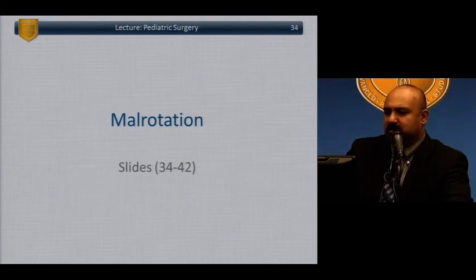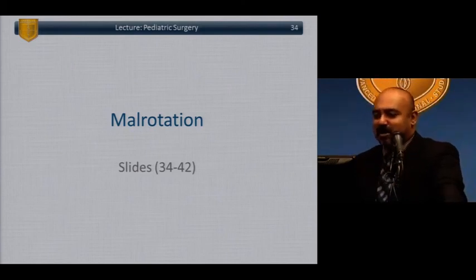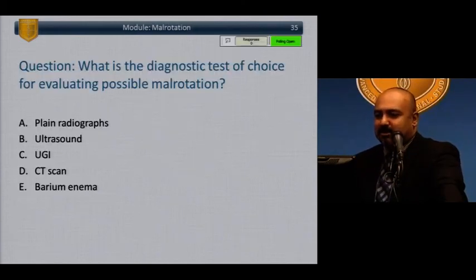Going down the GI tract still is malrotation. This is the most common reason why pediatricians are sued in the U.S., for missing malrotations. So, question: what's the diagnostic test of choice for evaluating a possible malrotation? Plain radiographs, ultrasound, upper GI, CT scan, or barium enema?